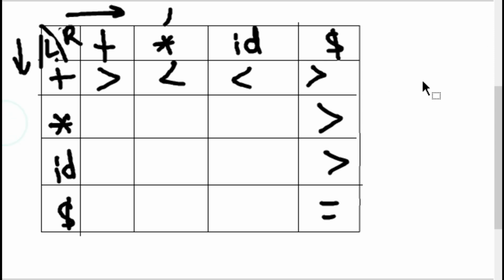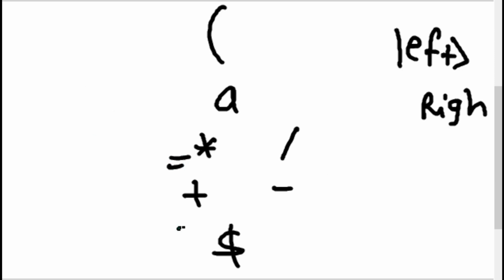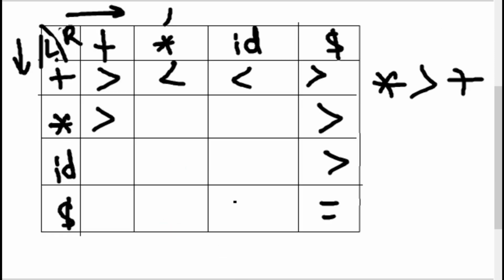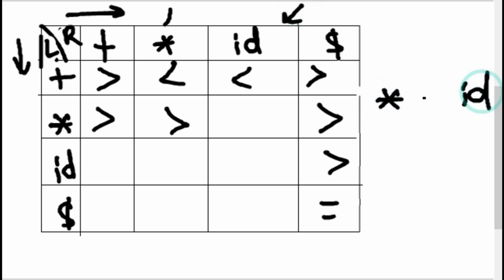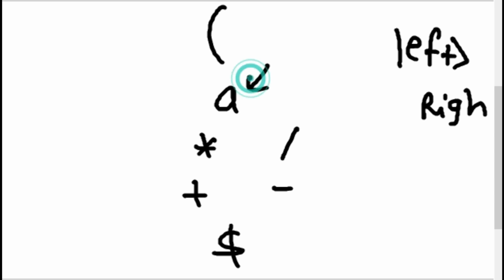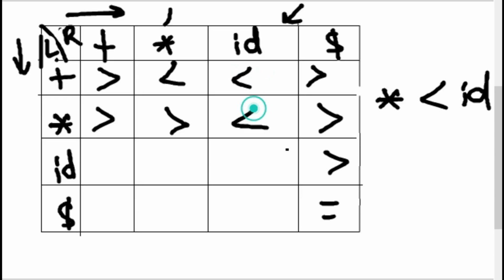Now star is on the left hand side, plus is on the right hand side. Star has a higher precedence because we know that star is above plus. In between star and star, there is star on the left hand side and star on the right hand side, so the left star will have a higher precedence. Now there is star on the left hand side and ID on the right hand side. ID always has a higher precedence. So this is how it will look like.